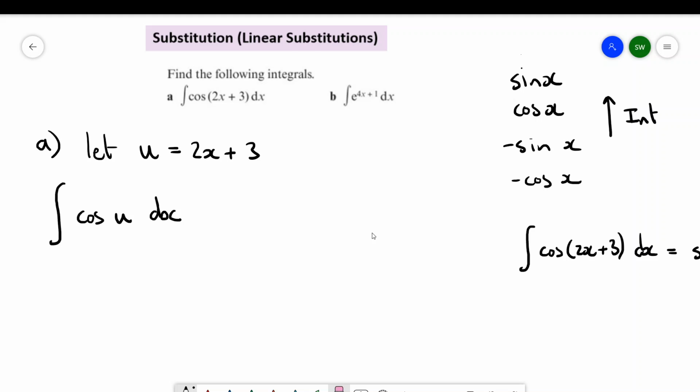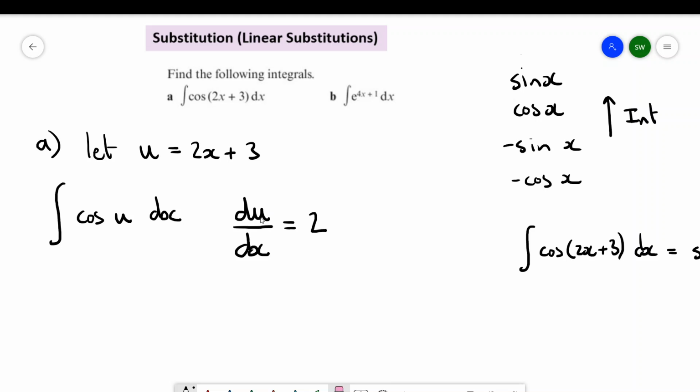Now the problem with this is dx tells us that we want to integrate with respect to x, but our integral is in terms of u. So they don't match up and we can't do that at the moment. So with this method, what we're going to do is we're going to try and make dx into du. We're going to replace dx with du. And in order to do that, we need an equation with both dx in it and du in it. So that equation we're going to get by differentiating u with respect to x. So we're going to find du by dx, which is 2.